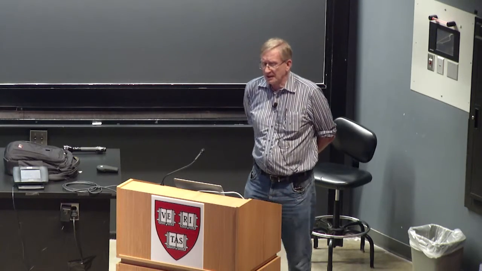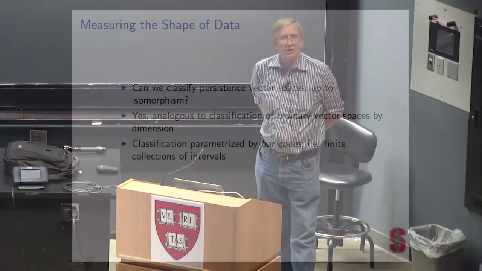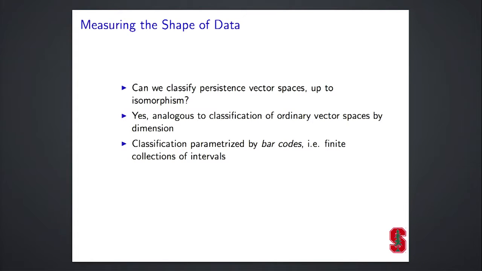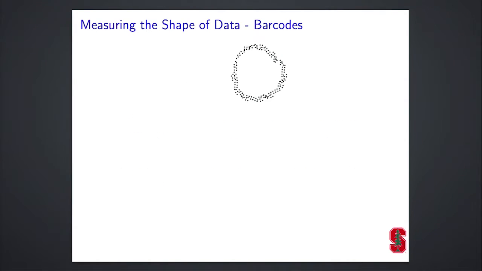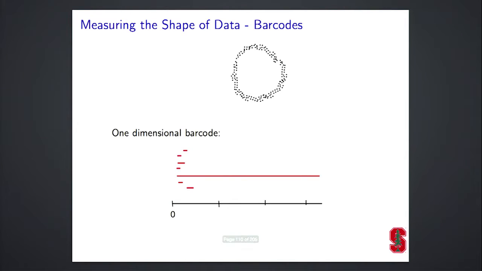So it turns out that the classification is parameterized by so-called barcodes, which are finite collections of intervals, unordered. The order of them makes no difference. And it turns out that these are readily computable due to judicious use of abstract algebra. The main takeaway is that when I have a data set that looks like this, which I think we all would agree looks like a circle, the one-dimensional barcode that comes out looks like this.